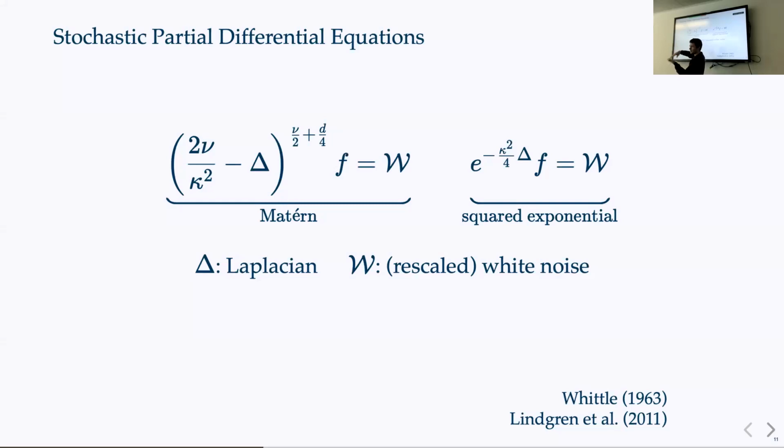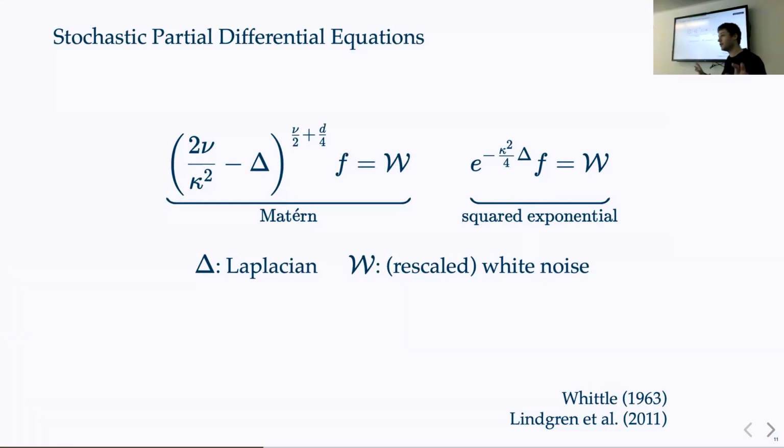You just divide by the variance of the thing to normalize it. And in this expression, the delta symbol denotes the Laplace operator, which is the trace of the Hessian, or the sum of the second partial derivatives of the function. And script W is something called the white noise process. I'm not going to tell you what that is because it's a little bit complicated.